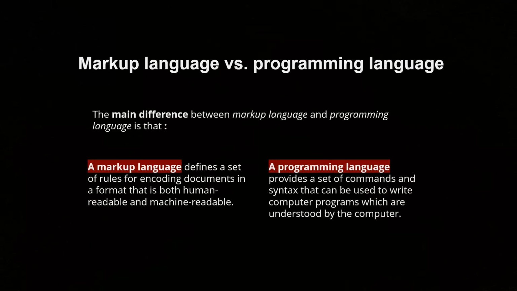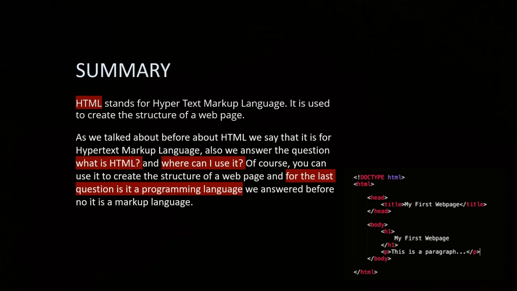A programming language uses loops, if conditions, and variables, all the things programming languages use in order to implement an action, just like Python, JavaScript, Java, C#, etc. Now let me summarize the meaning of HTML. HTML stands for Hypertext Markup Language. You can use it to create the structure of a web page. And for the last question, is it a programming language? We answered before, no, it is a markup language.